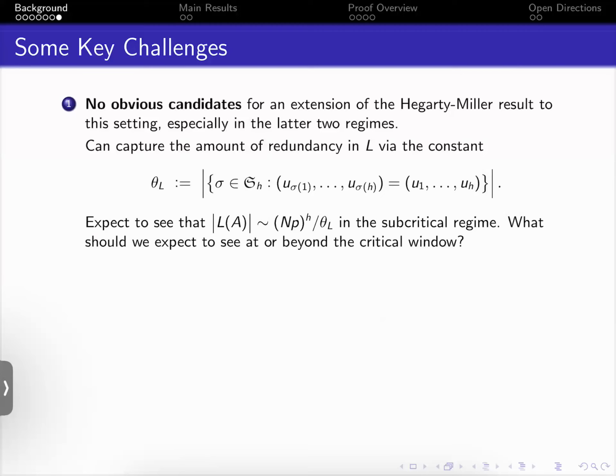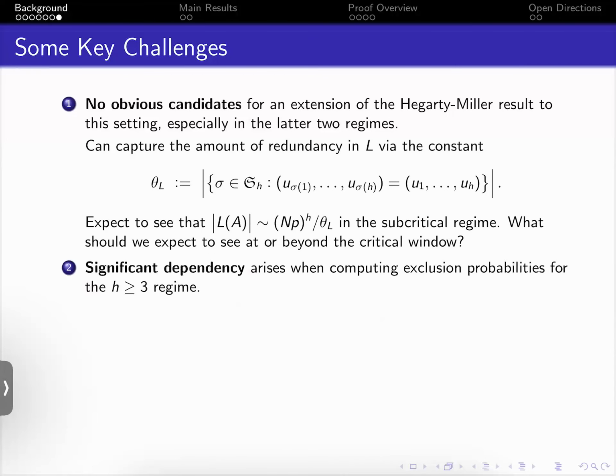And so if you want to just argue naively, well, I have H components. The probability I choose an element is P of N. So the expected number of elements in my set A is N times P of N. I have H components, so I raise that to the H power. And let's just assume everything behaves equally, and I'll divide that by theta of L. And that should give me how many things I expect to have. So this is a rough estimate.